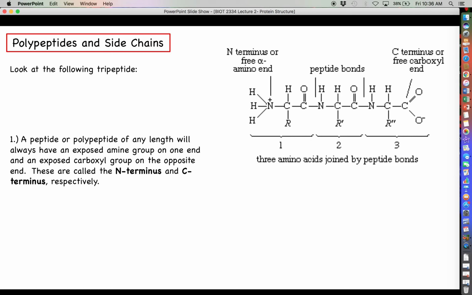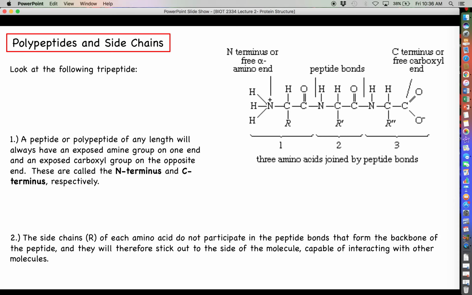So these exposed ends are what we call the N-terminus if we're talking about the free amino group, and the C-terminus if we're talking about the exposed carboxyl group on the opposite end of the molecule. So no matter whether we're dealing with a dipeptide that contains 2 amino acids or a very long protein that contains hundreds of amino acids, each one of them is going to have an N-terminus on one end and a C-terminus on the other end.